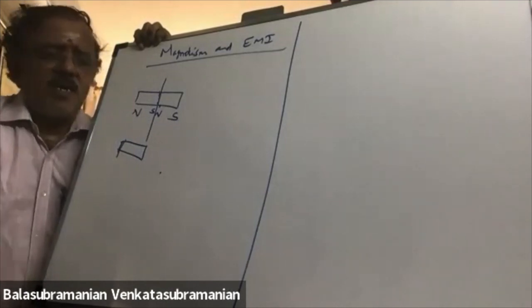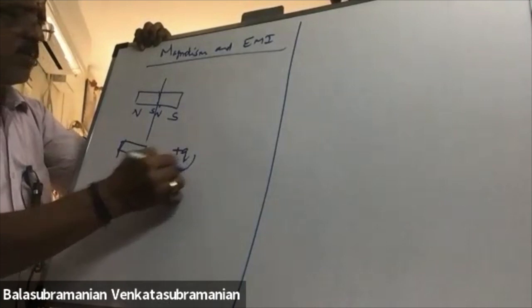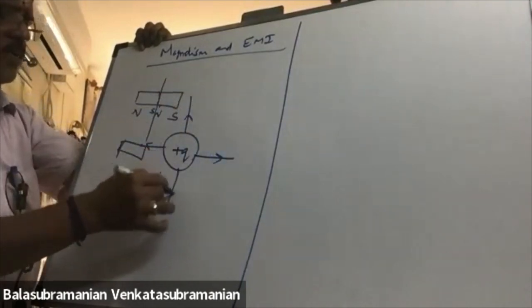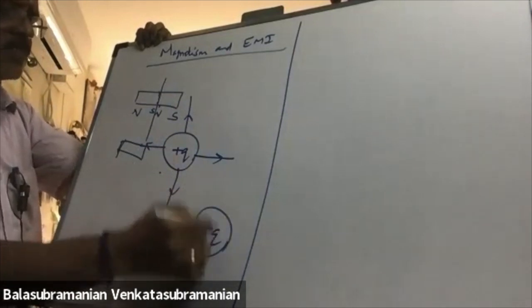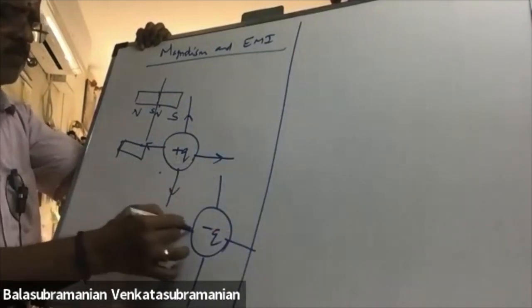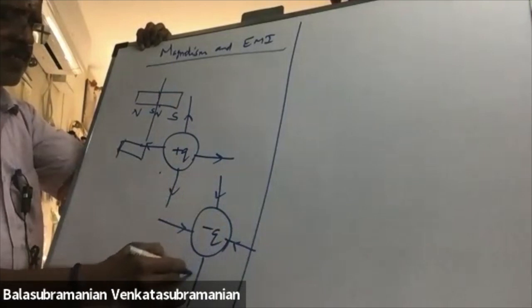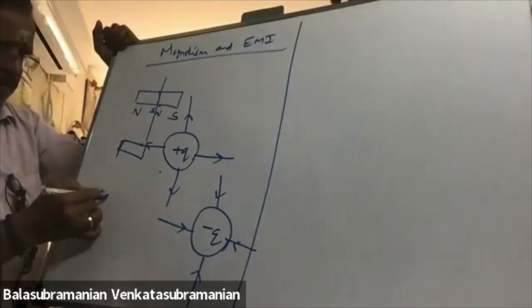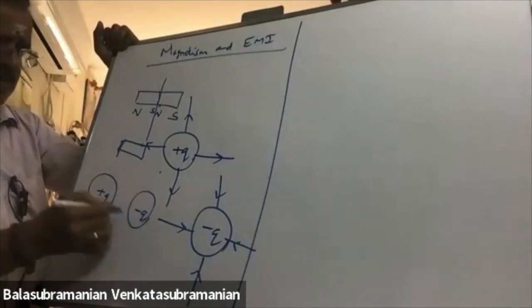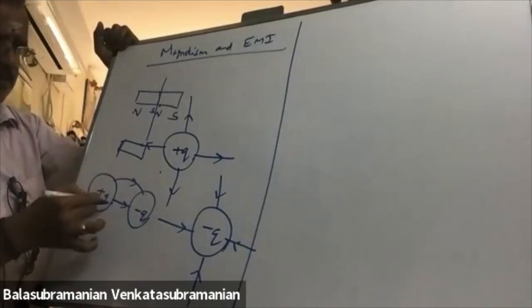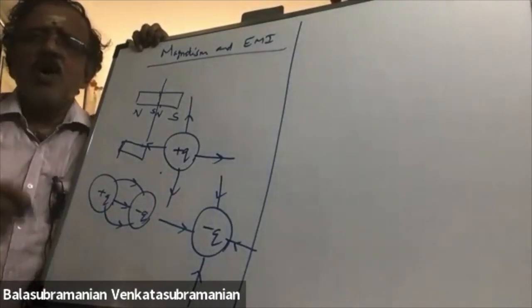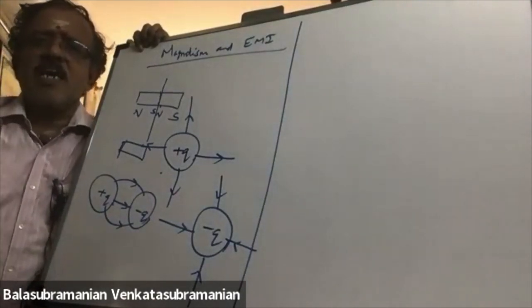In electricity, you have seen plus Q. These electric lines originate from positive. Negative separately you can have, lines coming towards negative. Together also you can have the charges, positive to negative. But in a magnet, it always exists as a dipole.